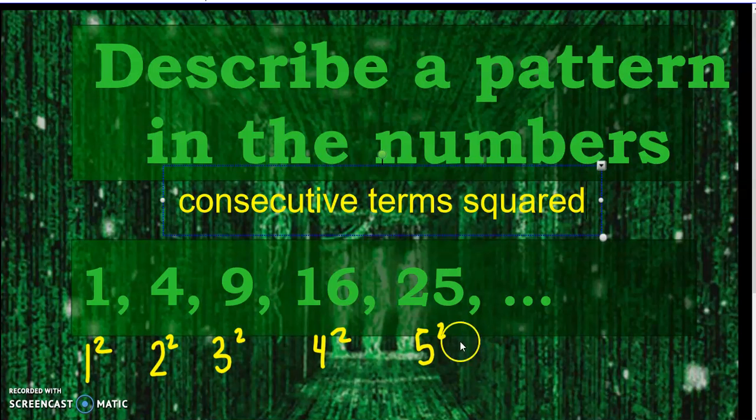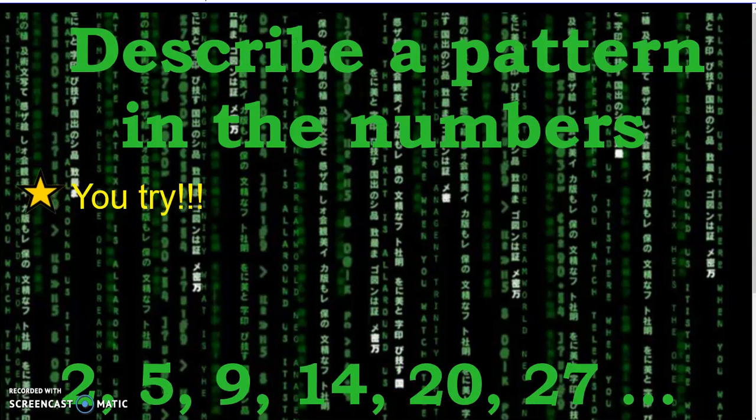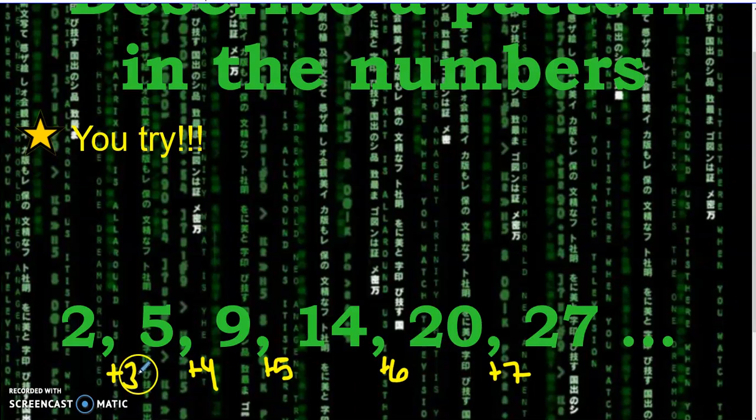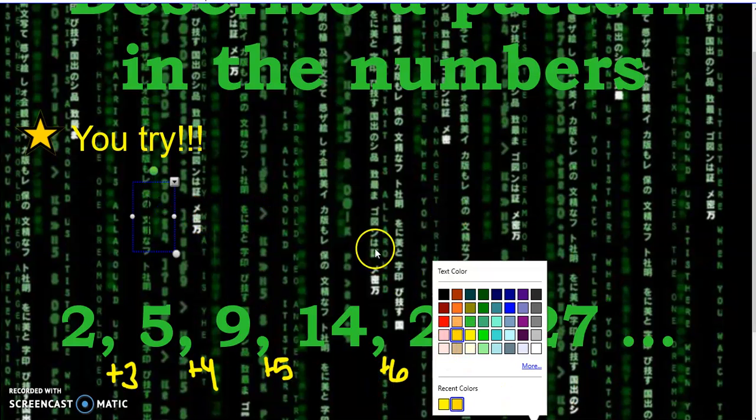We'll look at one more example where we're dealing with consecutive terms. Right here. So to go from 2 to 5, we're adding 3. 5 to 9, we're adding 4. 9 to 14, we're adding 5. 14 to 20, we're adding 6. 20 to 27, we're adding 7. So 3, 4, 5, 6, 7, these are consecutive integers. So we are actually adding consecutive integers to the previous term.